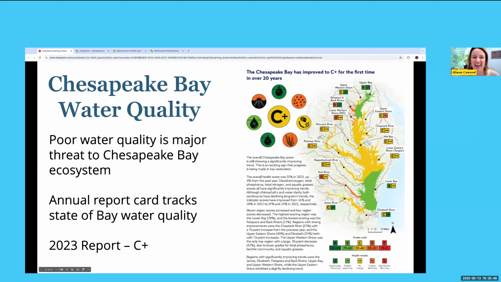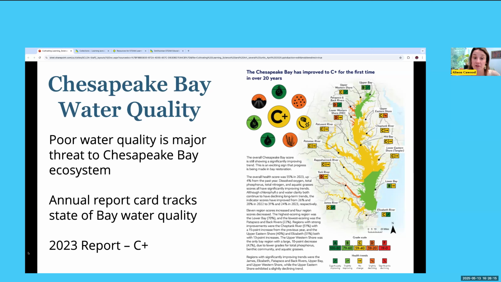Starting back in about the 1970s, there were a lot of efforts to really improve water quality in Chesapeake Bay. There's a program that does a water quality report card every year. This is the first year since they started doing this that water quality in Chesapeake Bay has had a passing grade. So it's still not great, but it's the best it's been in a long time.